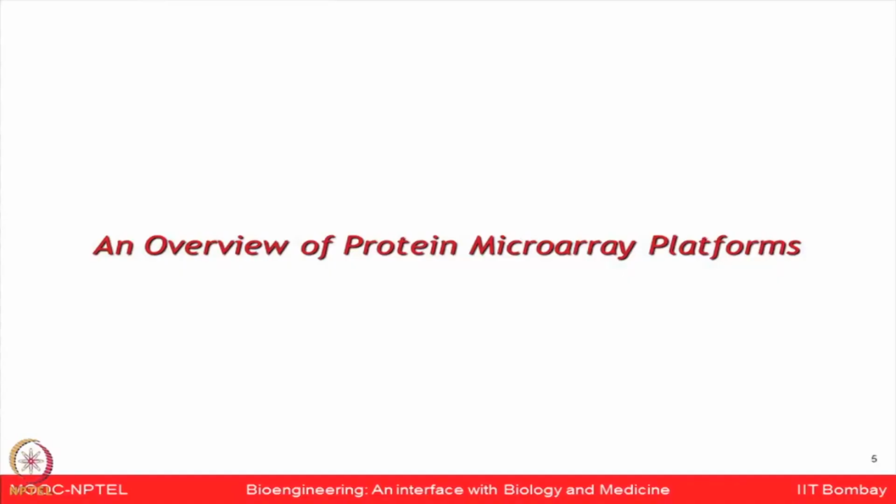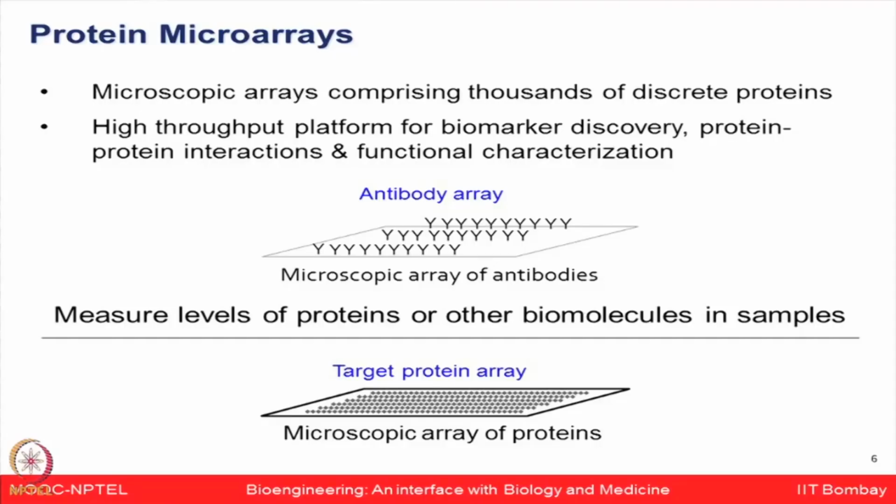So, with the advent of new technologies in the area of protein microarrays, different types of microarray platforms have been established to look into protein-protein interactions as well as many other clinical applications. Let me give you an overview of protein microarray platforms. So, what are protein microarrays? These are microscopic arrays comprised of thousands of discrete proteins printed on the array surface. These high throughput platforms could be used for many applications such as biomarker discovery, protein-protein interactions and various types of functional characterization.